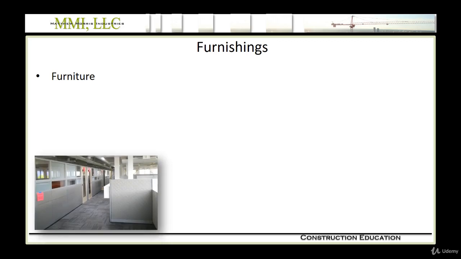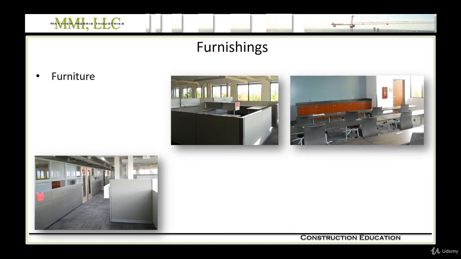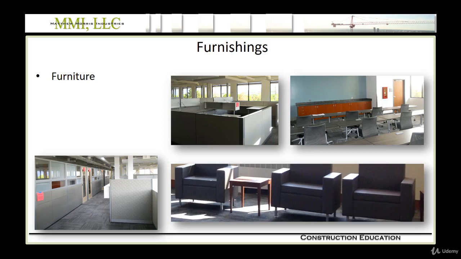So a furniture contractor would install cubicles like you see here, and we have similar cubicles in this photo. We're also talking about conference room tables and chairs, or lobby furniture, for example. Any furniture you can think of in any given building, that's what we're talking about with this scope. If we're talking about a hotel, we're talking about all the furniture in the room. The dresser, the bed, the nightstand. All of that furniture falls under the furniture contractor scope.